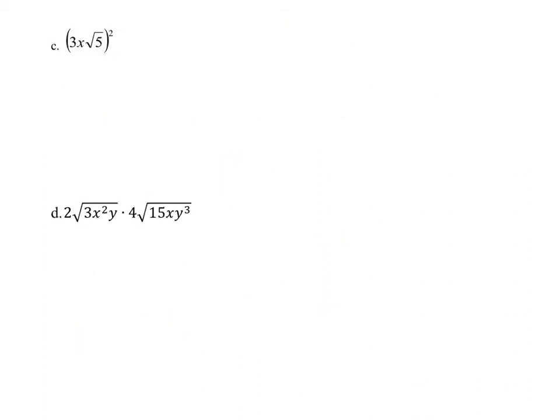Next. Ooh, look at this guy. This guy looks like fun. 3x square root of 5 times 3x square root of 5. So multiply your numbers, your coefficients together, 9x squared.